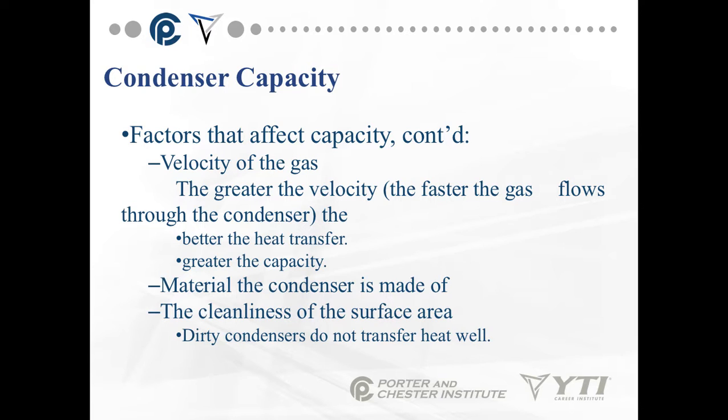Okay, we also have the velocity of the gas going through the condenser. Now, velocity is basically speed. So the faster the refrigerant flows through the condenser, the better the heat transfer, the greater the capacity. We also have the material the condenser is made of. Aluminum passes heat much easier than steel. Aluminum passes heat much easier than copper does, but aluminum breaks down easier. So there's some trade-offs there.